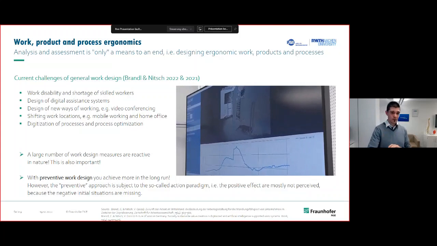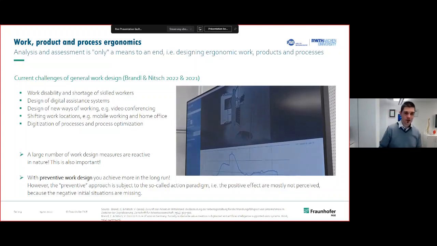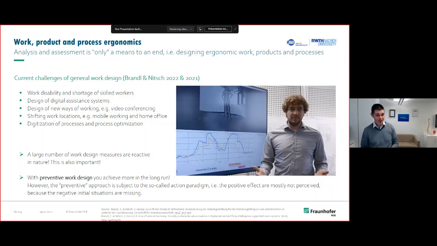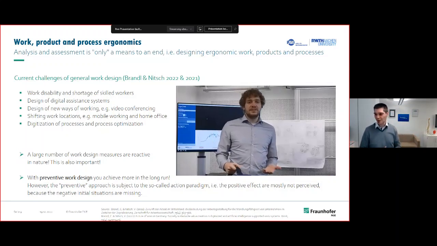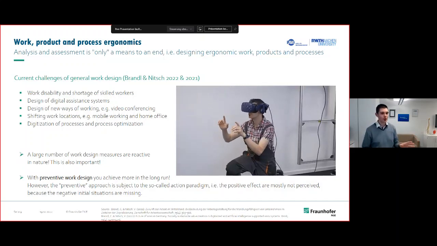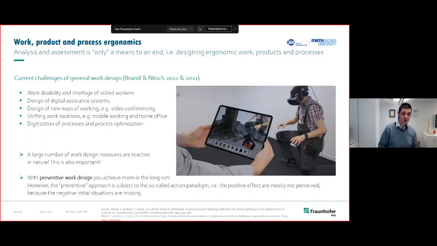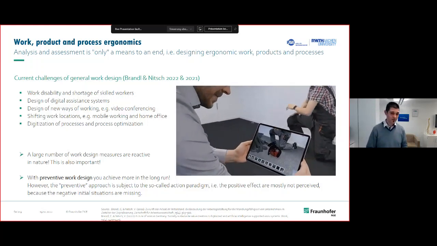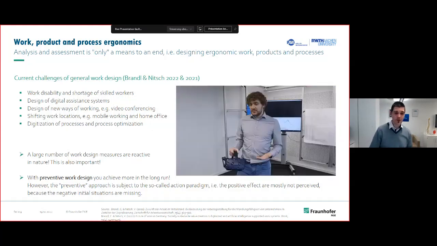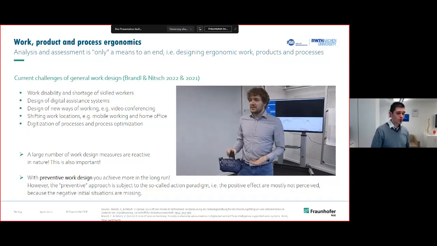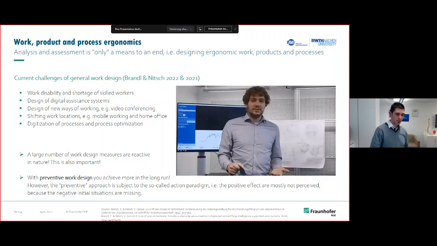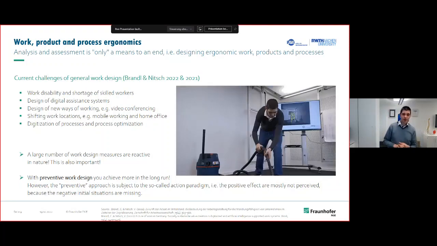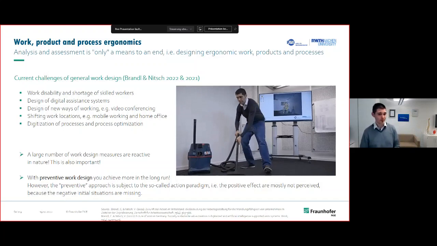And there are, of course, a lot of other challenges, which I will now read. And I think you in the companies have a lot more challenges than we can list standing here. But a really important message for me to tell is that a large number of work design measures are reactive in nature. This is, of course, very important, but with preventive work design, you achieve more in the long run.